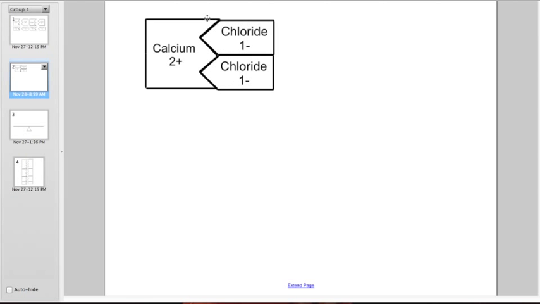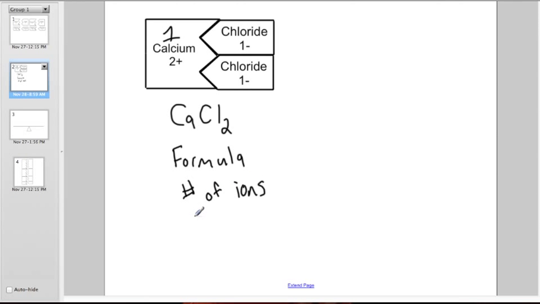And now I know that I have a molecule that works, an ionic compound that works, and I can write the formula. I have 1 Ca, 1 calcium, 2 plus. I have 2 chlorides, and so I write the formula just as it is, the number of ions in the compound. 1 calcium and 2 chlorides.